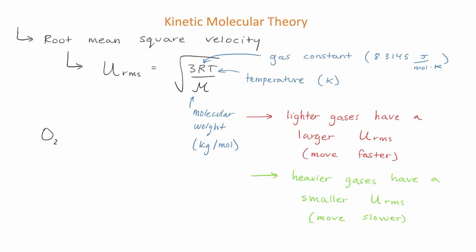And now here's a quick quiz for you. If we're looking at oxygen gas and hydrogen gas, which one will have the larger root mean square velocity? The answer is hydrogen gas, because it's lighter, so it will move faster. Now let's jump into a quick question to practice using this equation.